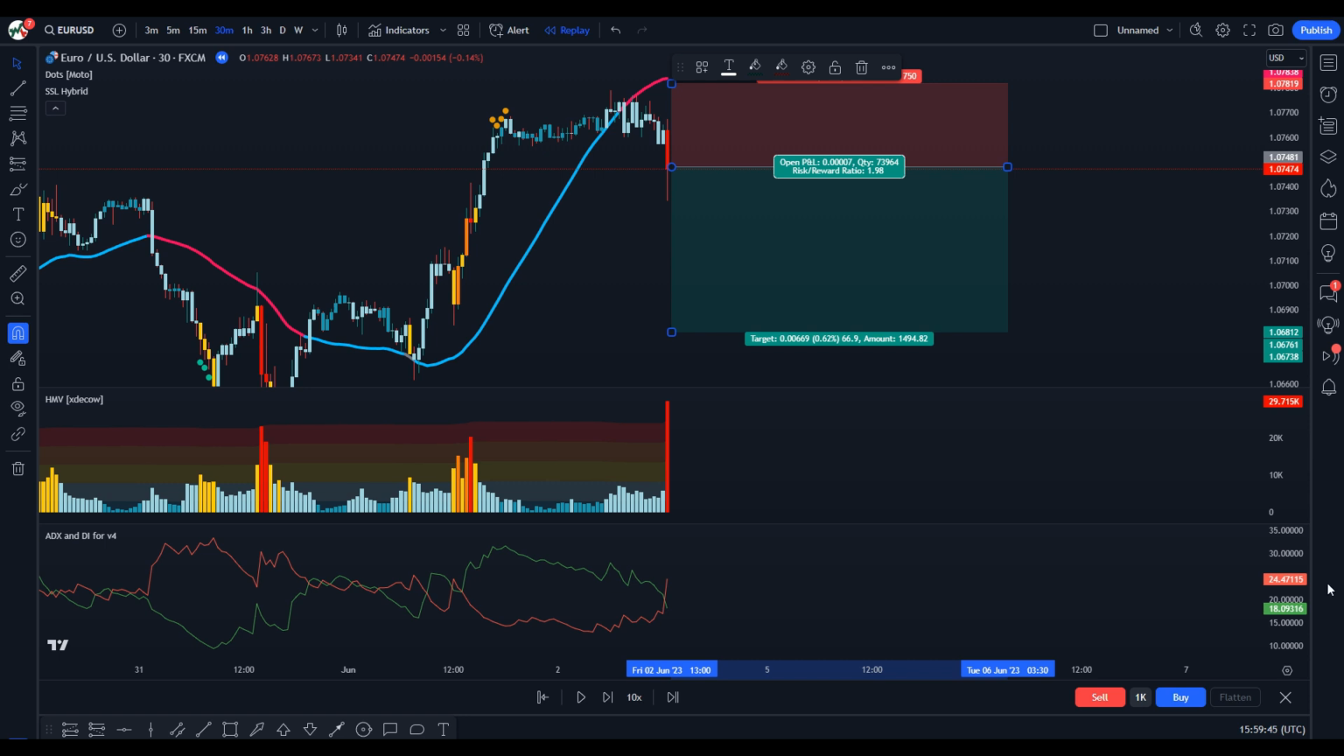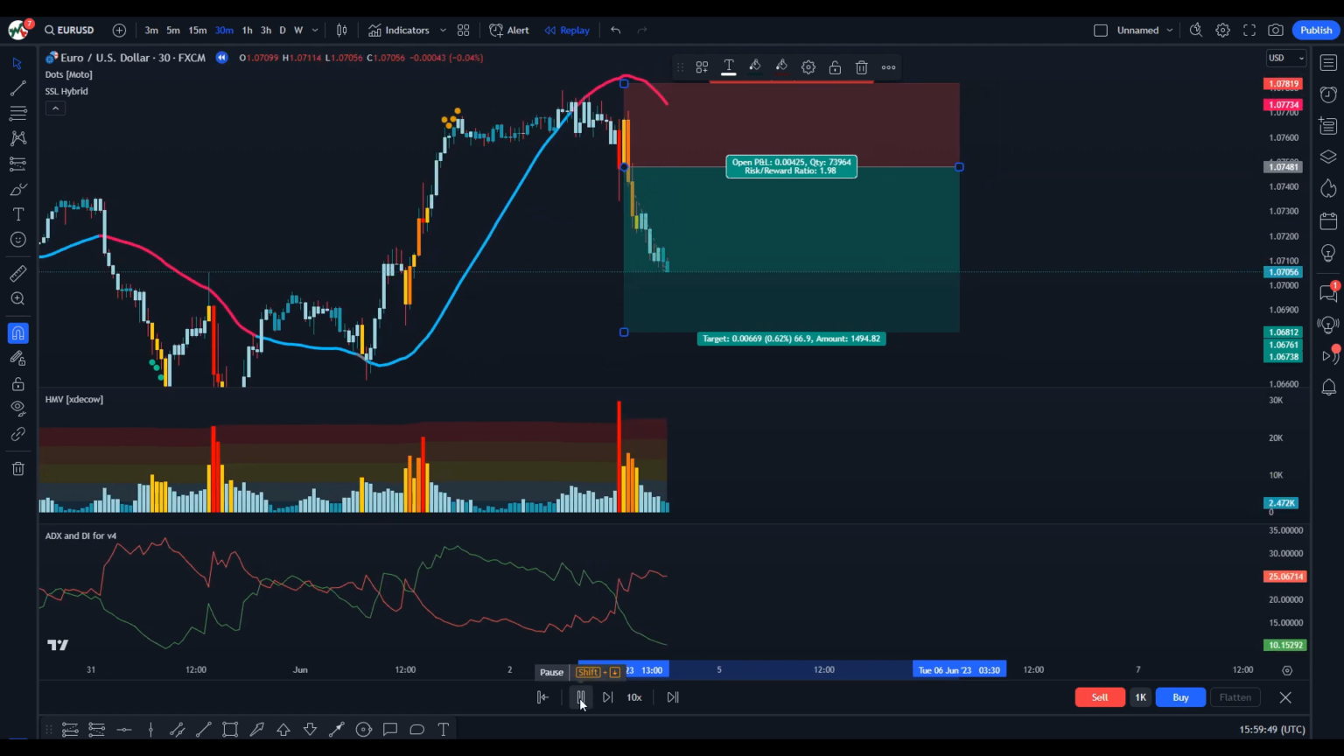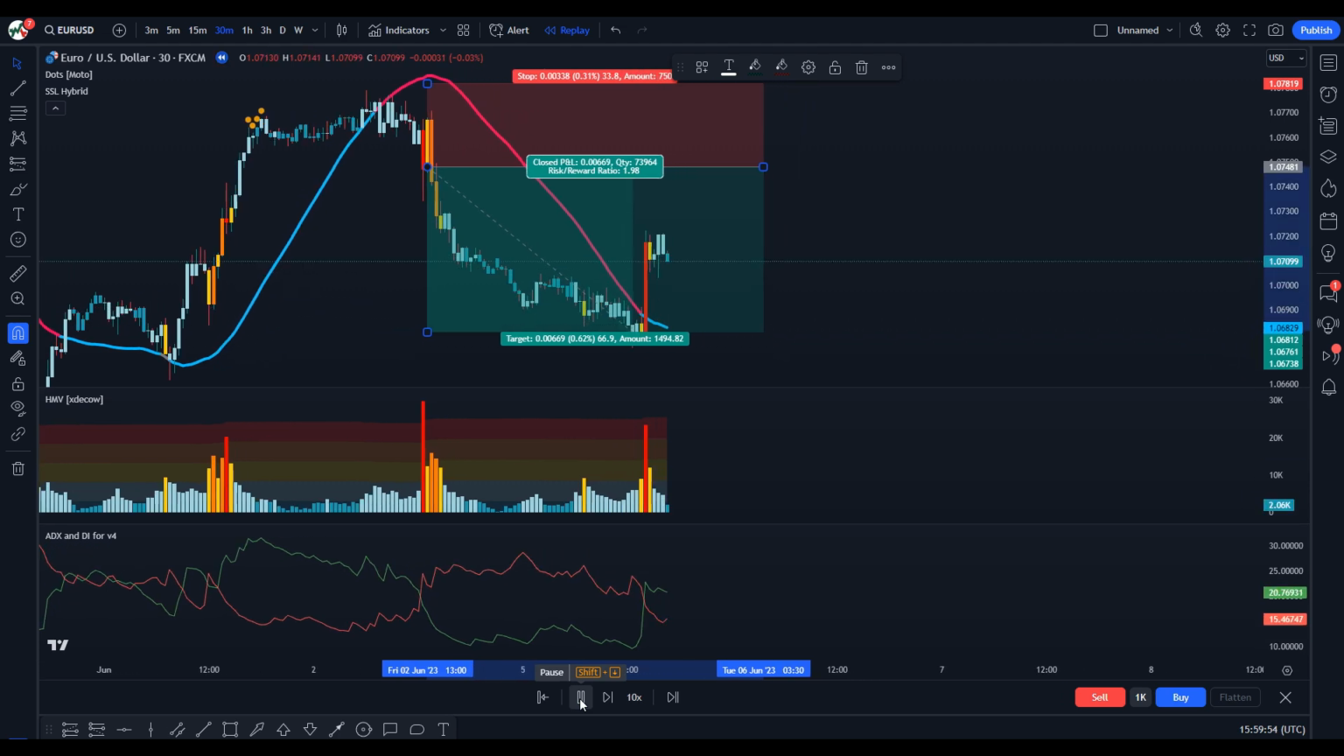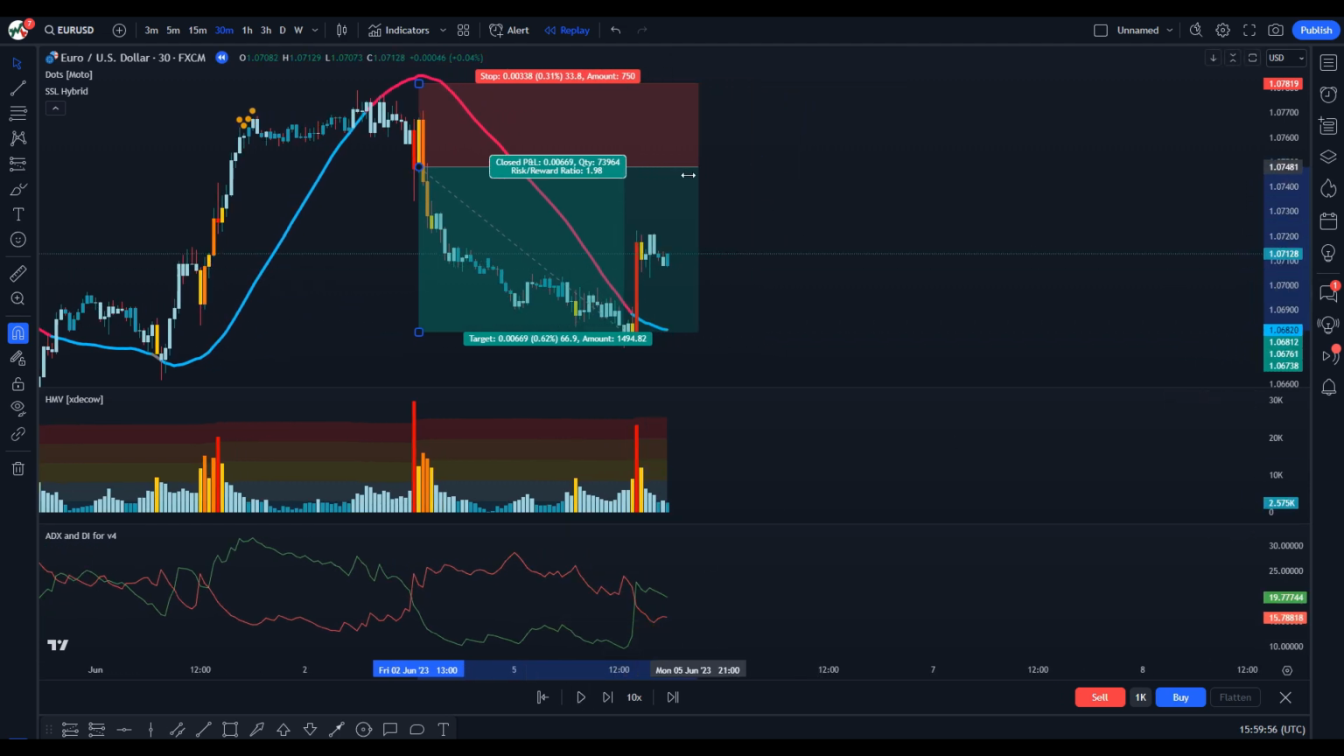We put our stop loss at the recent high and take profit with risk reward 1.5. Let's see how this operation unfolds. We see that this trade took a while, but in the end it was successful. Let's go find more trades.